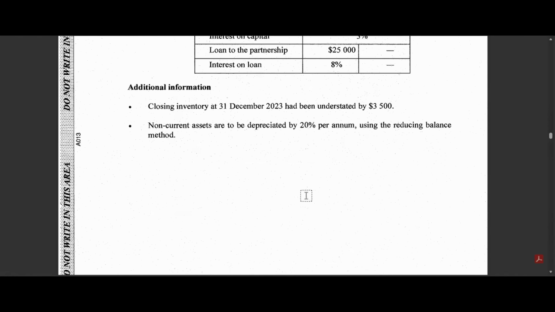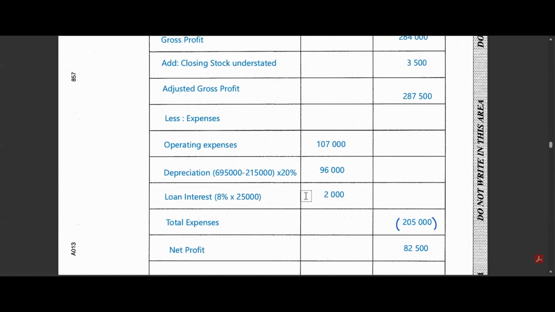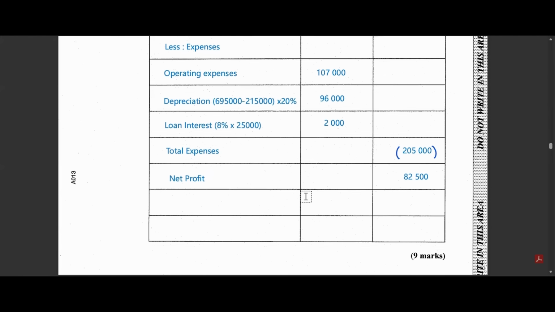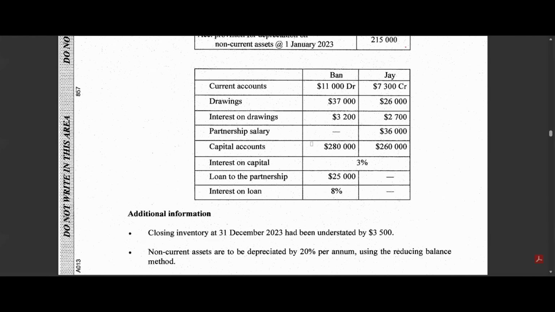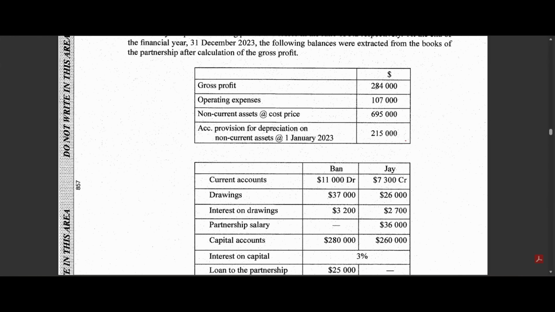Let's check it out. I did already go ahead and prepare the income statement for us to discuss, so let's have a look. So first of all, we must have the business's name, the partnership's name, Ban and J, income statement for the year ended 31st December 2023. Now guys, we will start with the gross profit. As you guys saw, we did have gross profit to work with, and it's right here, 284,000. Now, gross profit subtract expenses will give us net profit. So great, we have the operating expenses here.